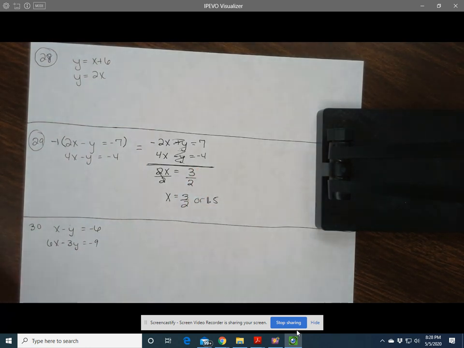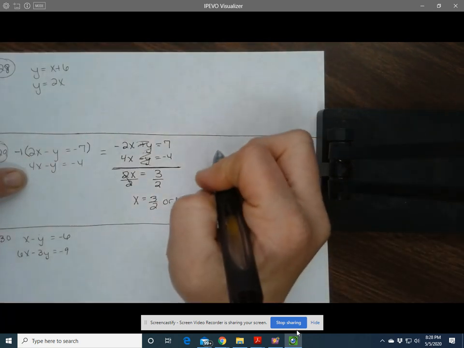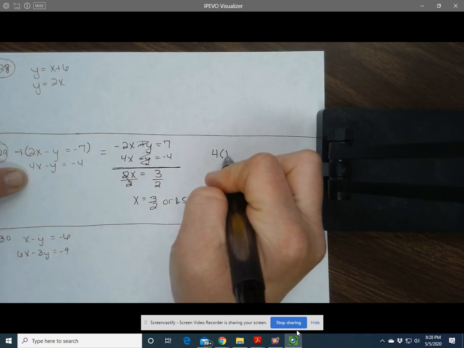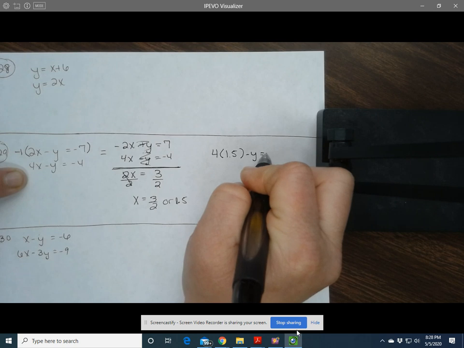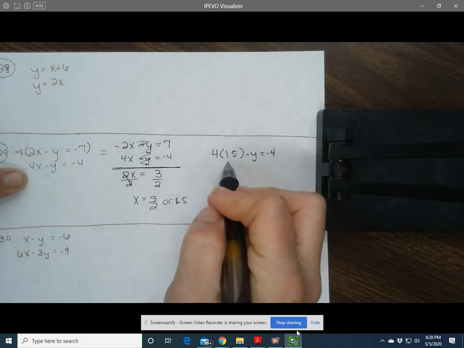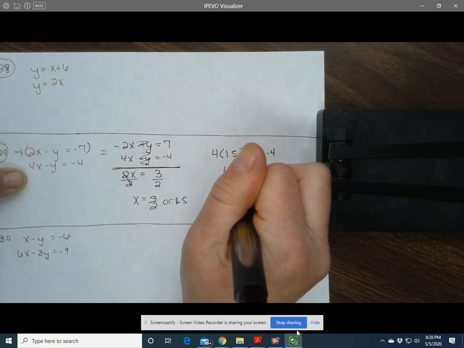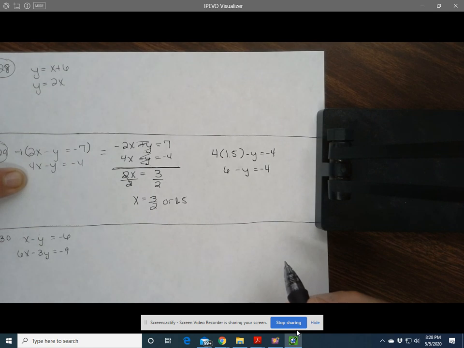So now you can sub that back into either one of these equations. It doesn't matter which one, and then you get y. So I'm going to pick this one. I'm going to say 4, and then my x is actually 1.5, so times 1.5 minus y equals -4. So 4 times 1.5 is going to be 6. So 6 minus y equals -4.